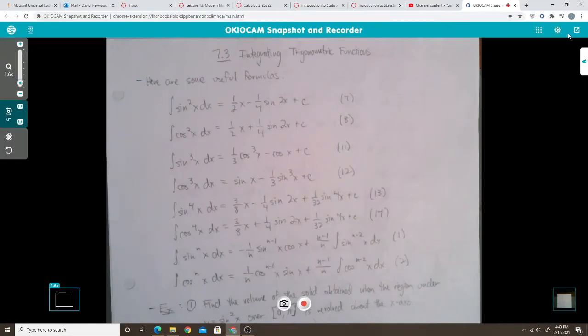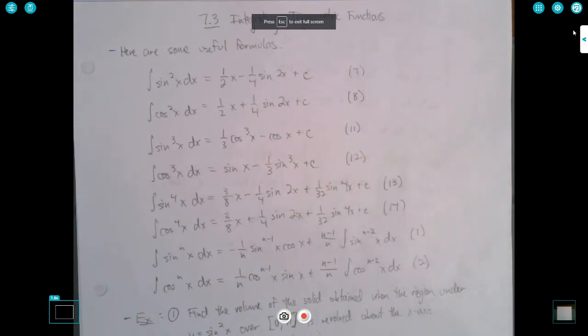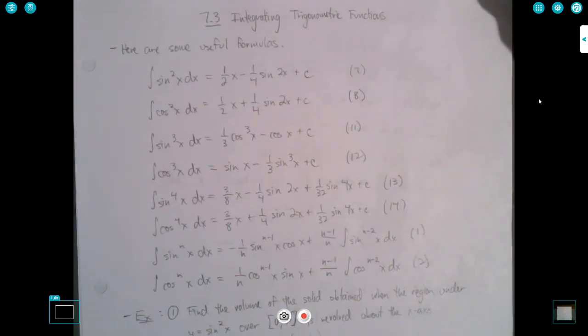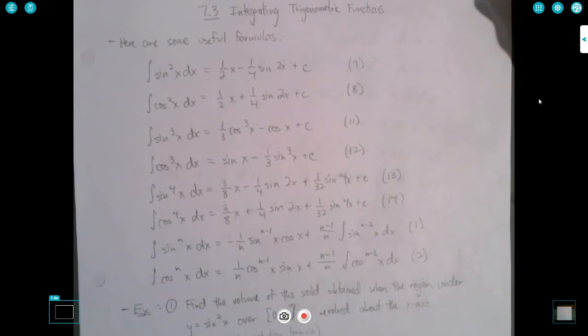All right, let's talk about integrating some trigonometric functions. This is 7.3. And so we're going to talk a lot about integrating sines and cosines and tangents and secants in this section. And there are a bunch of formulas that your textbook mentions in this section that could come in handy for you.